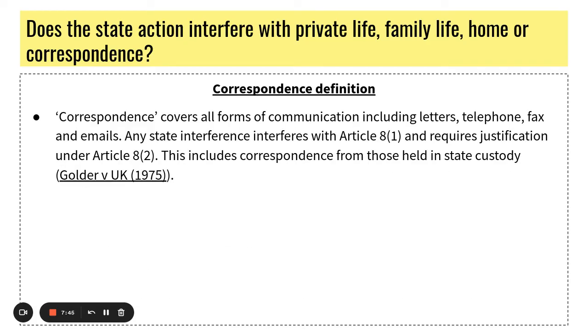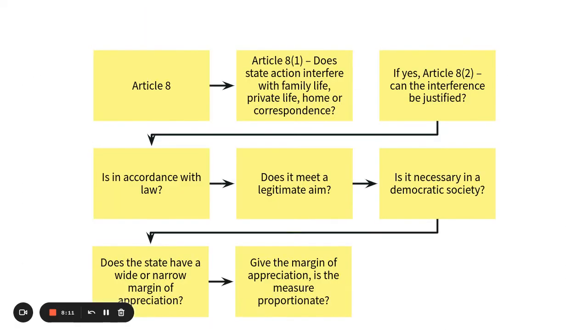Correspondence then, very straightforward. Golder and UK held that it covered correspondence for those held in state custody, so in prison. Correspondence is all forms of communication, including letters, telephone, fax, and emails. If you have a look at interception of communications, obviously that would deal with interfering with their rights to private correspondence. So you've had a very quick look at the definitions of family life, private life, home, and correspondence. Once again, you don't need to know all the cases. The highlighted ones are your key ones for it.